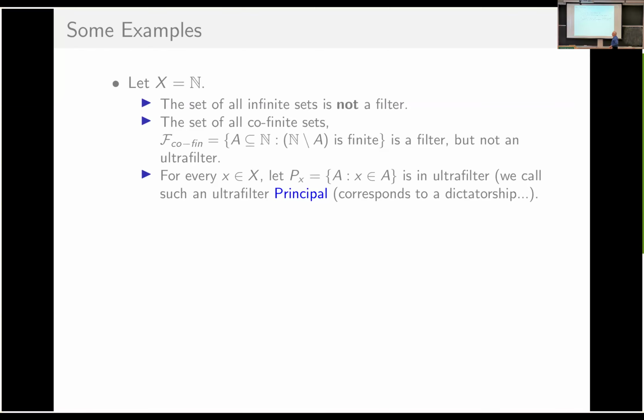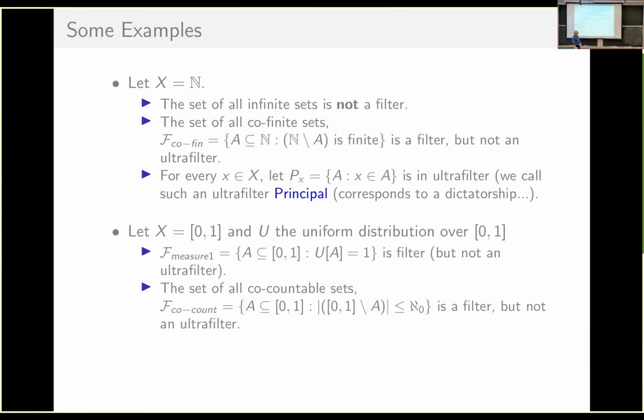Okay, so you have a notion of a filter, which is a collection of majorities. And here are some more; these are majorities over the natural numbers. What about majorities over the unit interval? For example, if I have the unit interval and I take the uniform distribution, then I can define a majority of all subsets that have measure 1. Notice that if I intersect two sets of measure 1, the intersection also has measure 1. So it is a filter, but it is not an ultrafilter, because you can have 0 to half and half to 1. None of them has measure 1, not the set, not the complement.